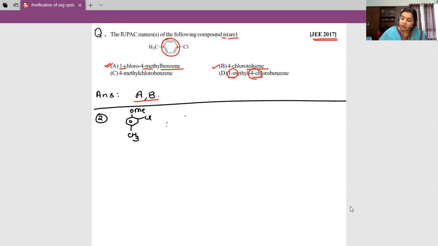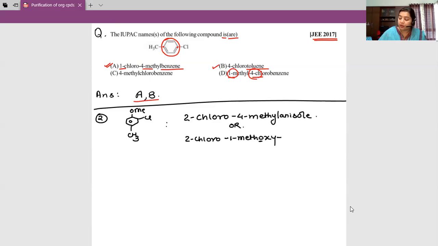First, anisole. So if I use anisole, I will name it as 2-chloro 4-methyl anisole, or it could be named as 2-chloro 1-methoxy. As per dictionary order, methoxy will be preferred over methyl. Okay, 4-methyl benzene. All right, I hope you are very well comfortable with what I'm saying now?